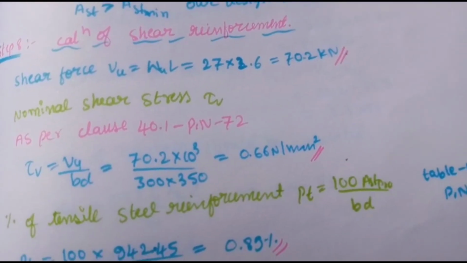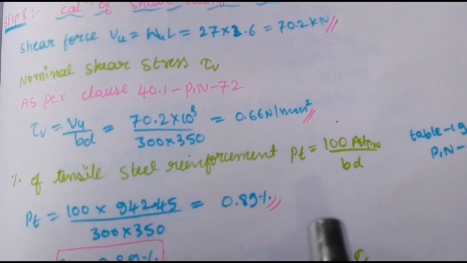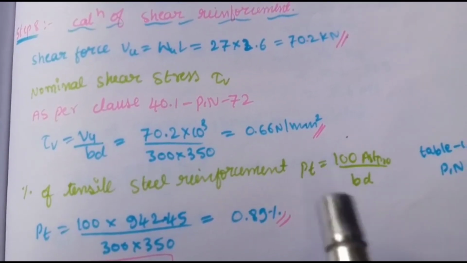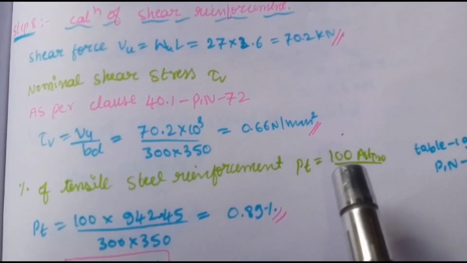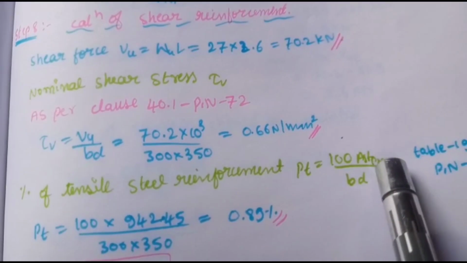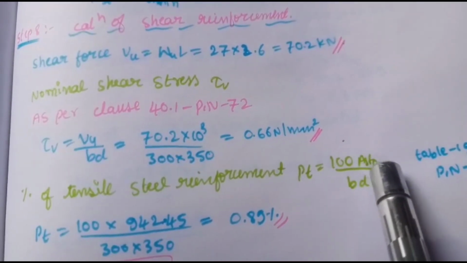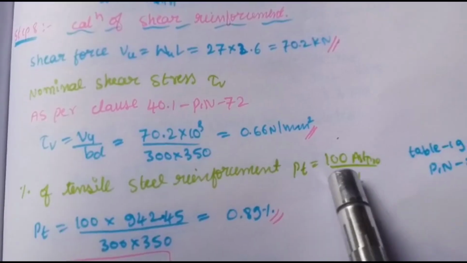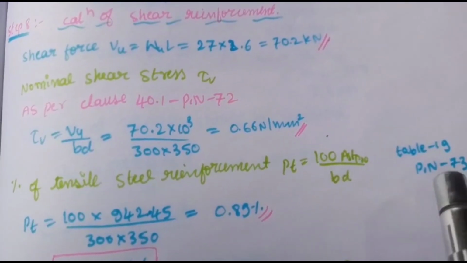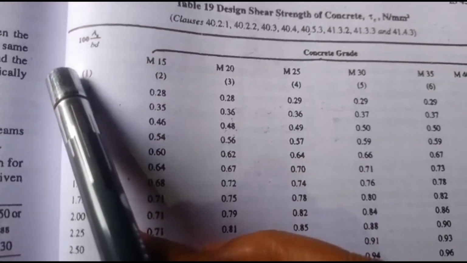So next we'll go for the calculation of percentage of tension steel reinforcement, that is denoted as PT. For that we have the formula 100 into AST provided divided by B into D. So don't get confused here. Here we need to substitute a value of AST provided. So this formula is given on table number 19 and page number 73. I will show. So this is table number 19 of page number 73.